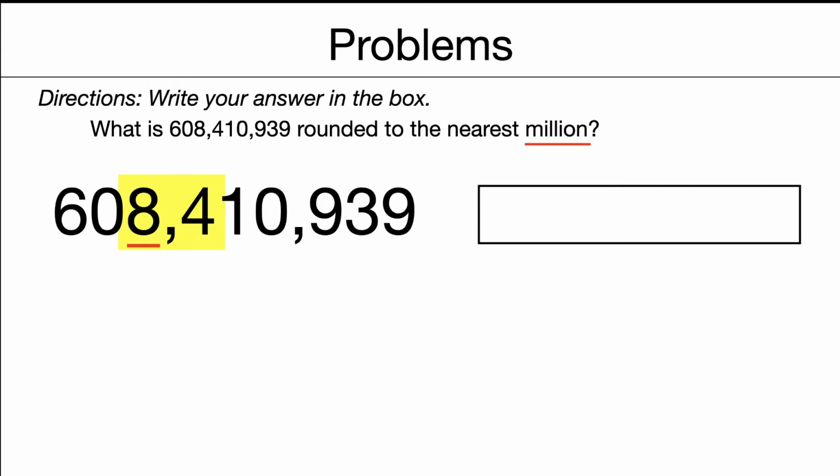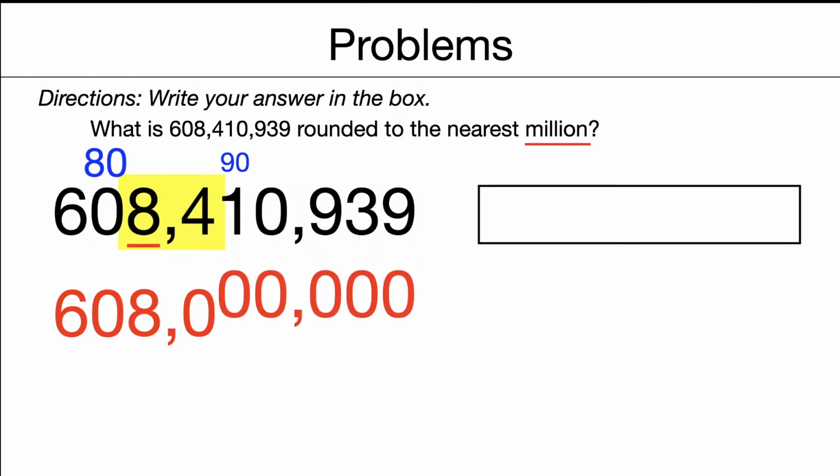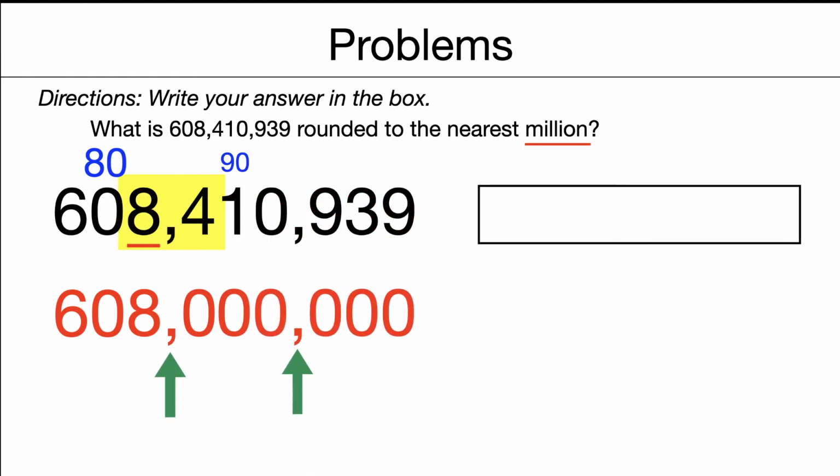Box 84, when we round it, is in between 80 and 90, but it's going to round down to the 80. Then rules for left and right. Left stays exactly the same. The right side, all those digits turn into zeros. Don't forget your commas. And so we would write in the box the answer of 608 million.